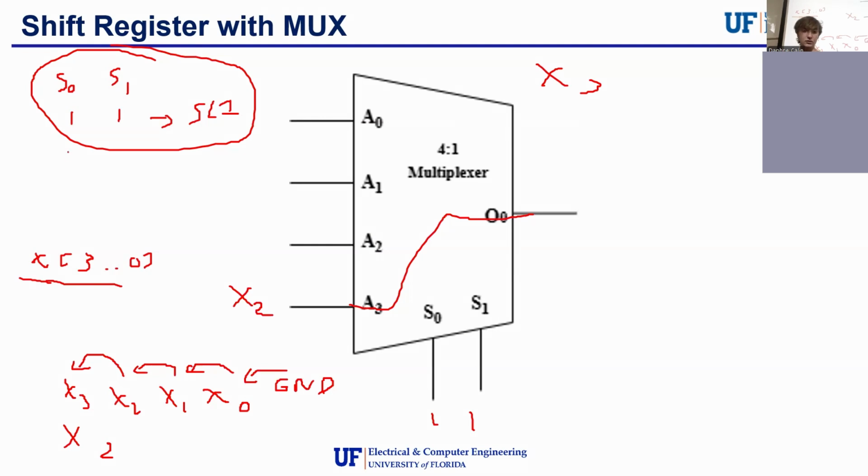And let's say we wanted a shift right. Shift right would be like 1, 0, yeah. So that would mean that we have ground and D coming in because this bit comes out. So we would just have ground on this signal here. So using this functionality, we can represent a shift register using a mux.